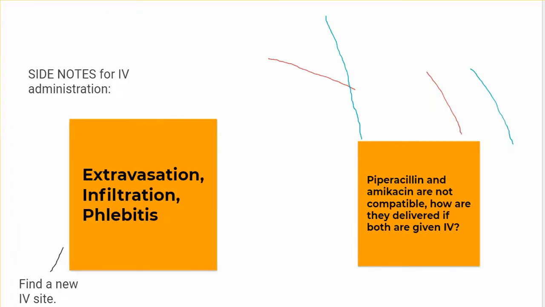Okay, so some side notes for IV administration. There's something called extravasation, infiltration, and phlebitis. Extravasation is kind of the outpouring from the vein of a medication that is often cytotoxic that can damage and necrose tissue surrounding where it's gotten out.